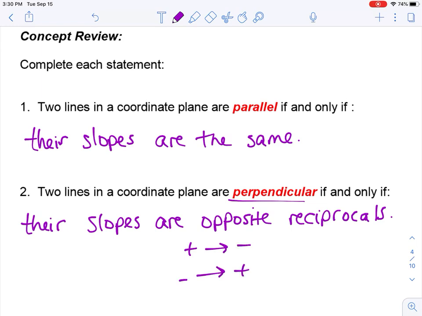Also, if we're talking about specifically slopes and reciprocals, say we have 6/7, the reciprocal of that would be 7/6, and with the slope, you got to change the sign, so it would become -7/6.